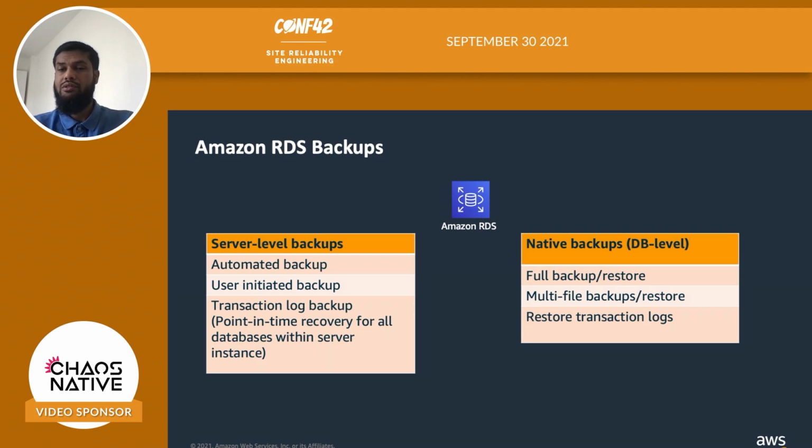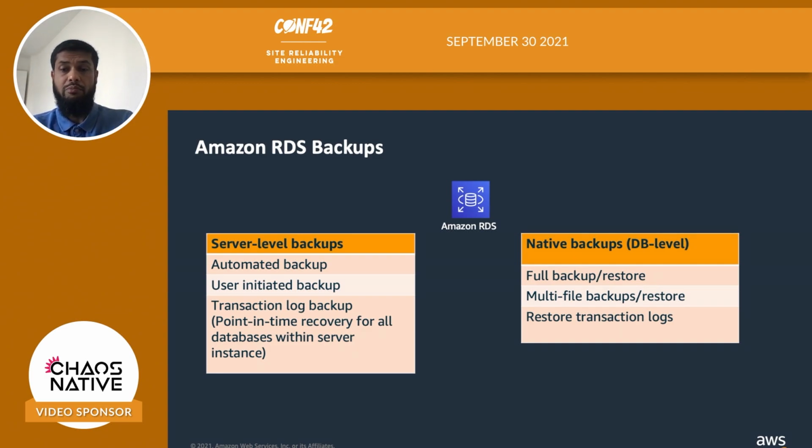RDS for SQL Server also automatically takes and maintains transaction log backups every few minutes. That basically enables you to restore an Amazon RDS instance to a point in time. For example, you could use the Amazon RDS console to restore a SQL Server instance to a specific time into a new instance.